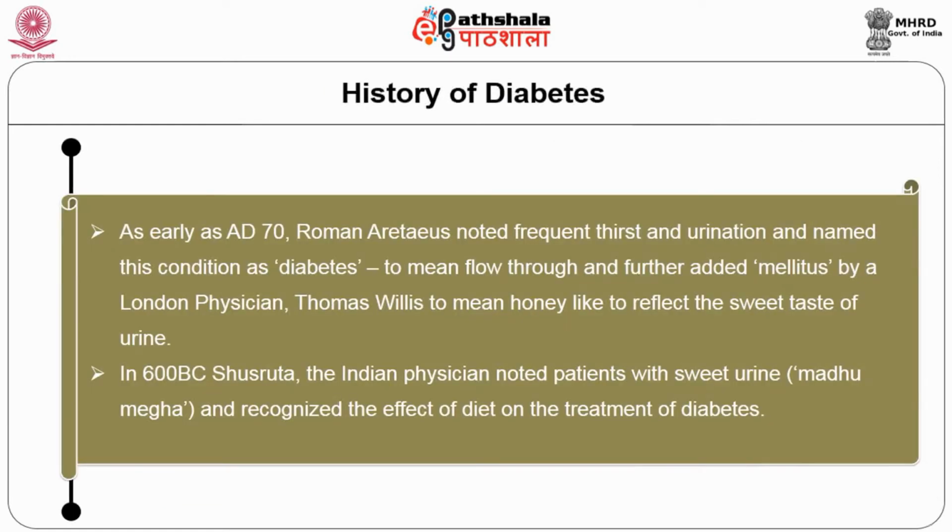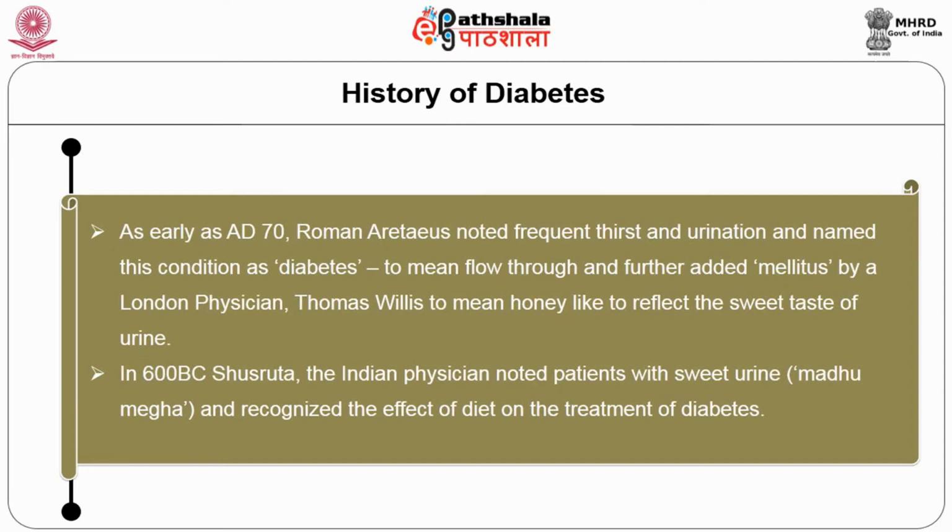You will be surprised, this is not a new trend or a new phenomenon. Diabetes is not just known to you and me now, it has been known to the world right from AD 70. The Roman artists noted frequent thirst and urination. Thirst is called polydipsia and frequent urination is polyuria. Diabetes means to flow through, and mellitus was further added by a London physician, Thomas Willis, to mean honey-like, to reflect the sweet taste of urine.